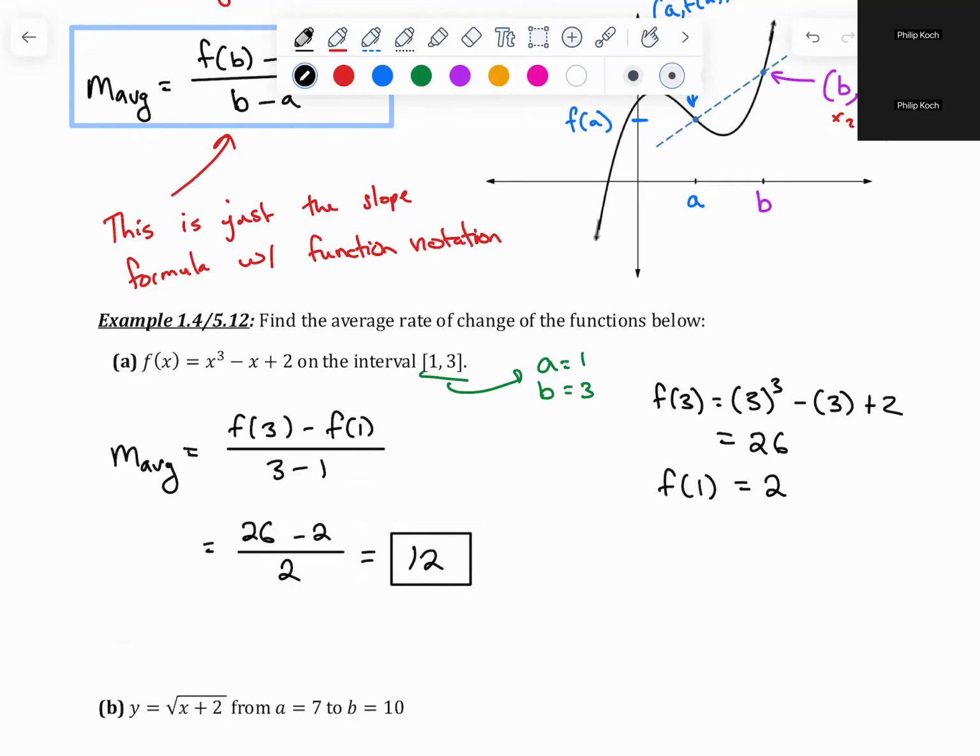So this is a purely mathematical object. But you could imagine maybe the trajectory of your road trip is modeled by that curve, x cubed minus x plus 2, on the interval from 1 hour to 3 hours. And then that would tell you that your average speed was 12 miles per hour in that time period. You were in LA traffic. Boom, roasted. Do not like LA.